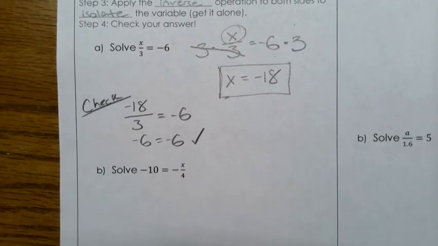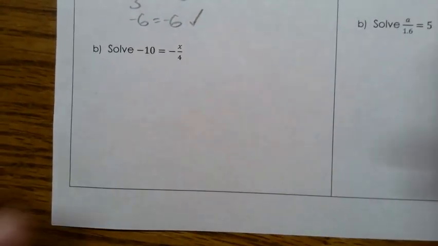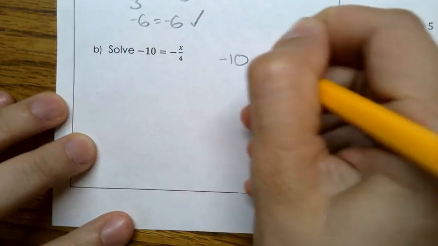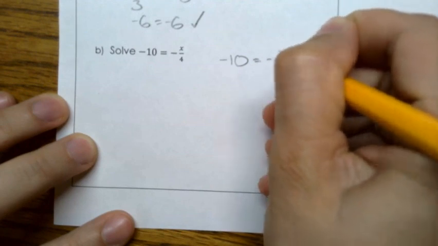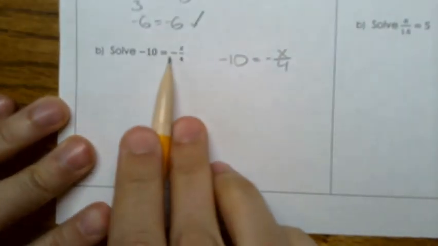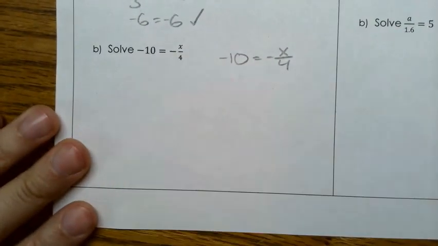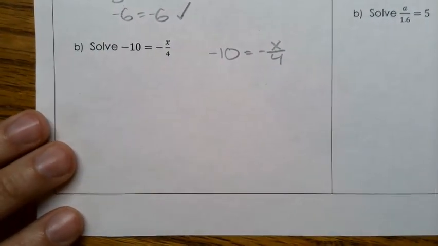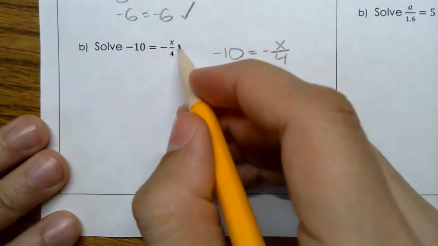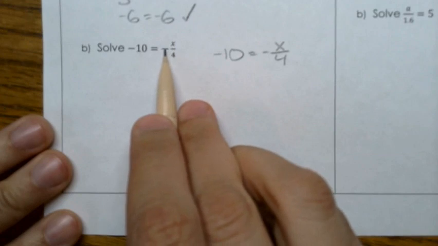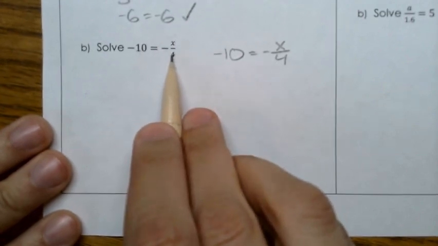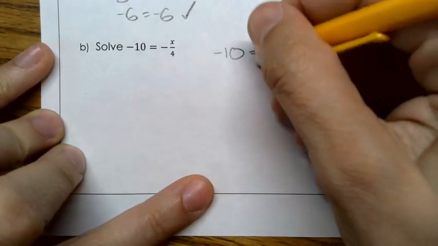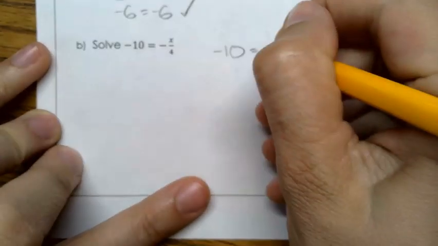Okay, let's look at another one. So I'm going to write this again over to the right so I have a little bit more room. Notice it is a negative x divided by 4. Now remember, when we have a negative fraction, you need to put that negative to the top or the bottom. We're going to move it to the bottom, so that way it's with that 4 and we can get rid of it together.